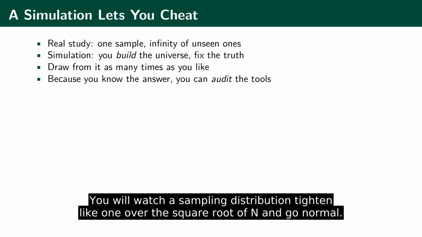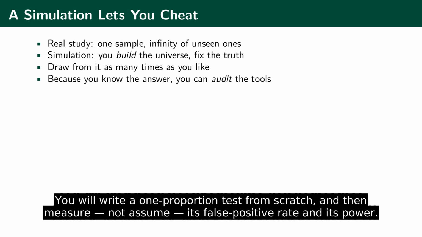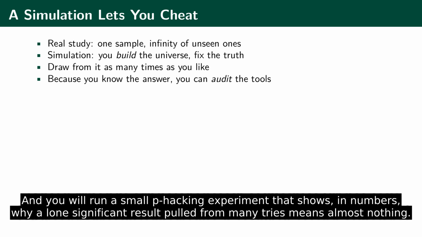You will watch a sampling distribution tighten, like 1 over the square root of n, and go normal. You will write a 1 proportion test from scratch and then measure, not assume, its false positive rate and its power. And you will run a small p-hacking experiment that shows, in numbers, why a lone significant result pulled from many tries means almost nothing.